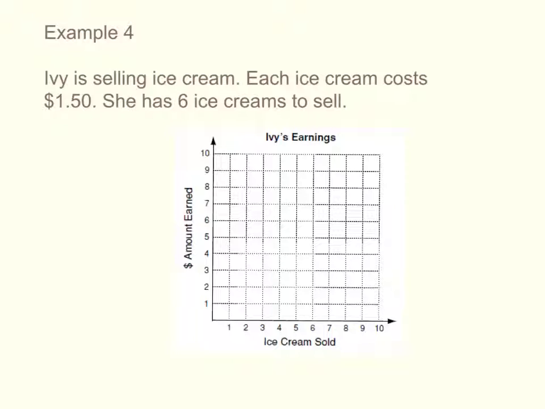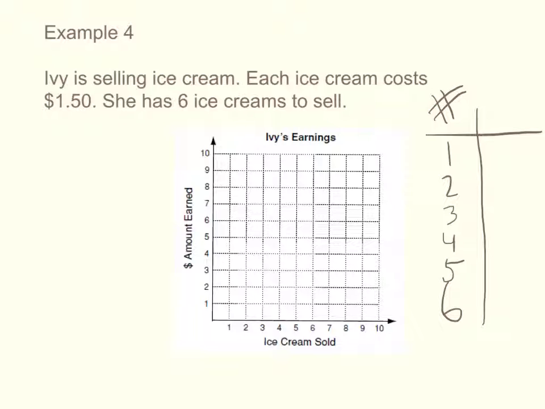So what we need to do is find points and plot them on this graph. If she has 6 ice creams, what's the maximum number of ice creams she could sell? It's 6. So if we have 1, 2, 3, 4, 5, and 6, we'll say this is our number, and then this is going to be our money. If she sells 1, she's going to make $1.50. If she sells 2, she's going to make $3. 3, 4, 5, 6, and so on.